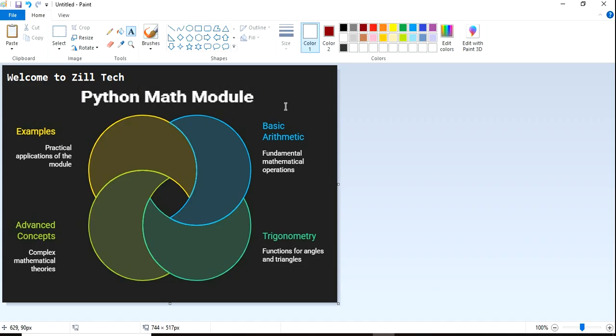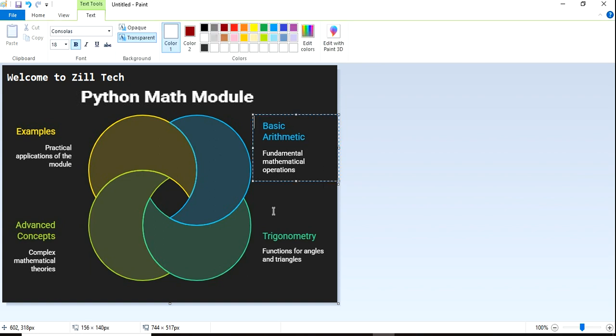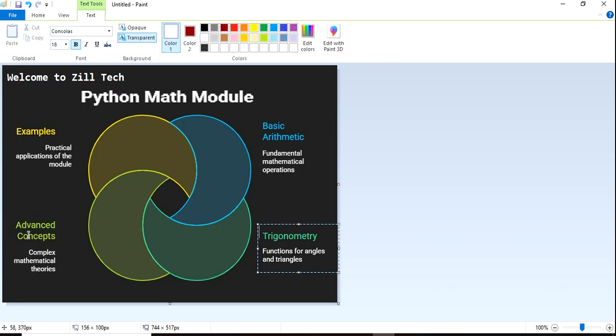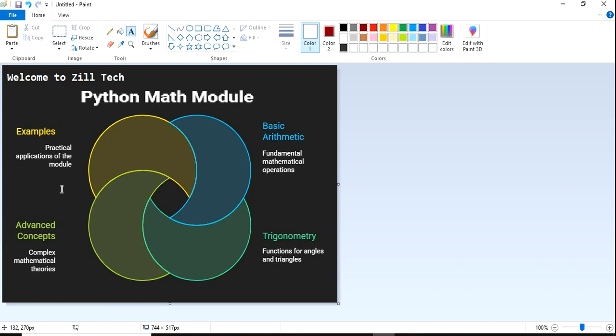In that module we can perform basic arithmetical operations, the fundamentals of mathematical operations like ceil and floor. We can also perform trigonometrical functions, and we can also perform advanced concepts. Mathematical advanced functions can also be performed in this module. In this module we have a list of functions that we are going to see.